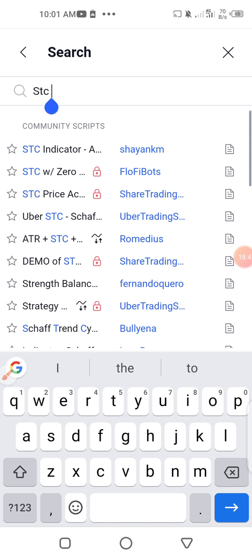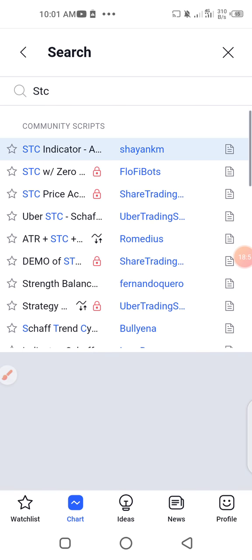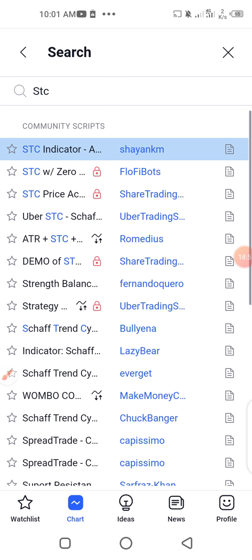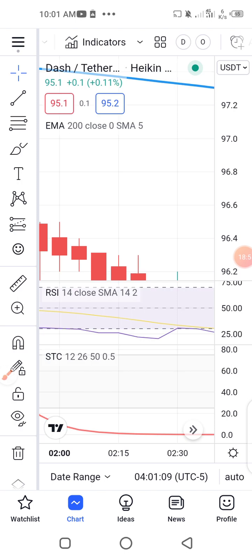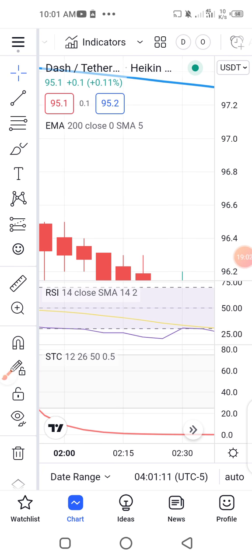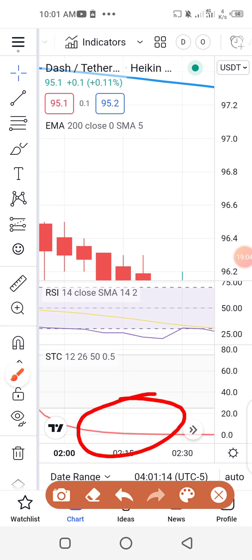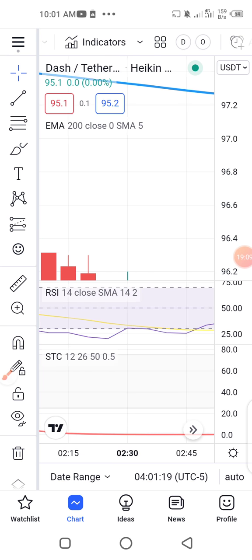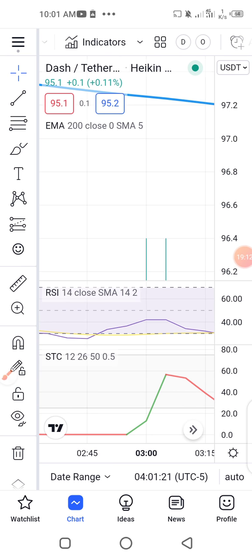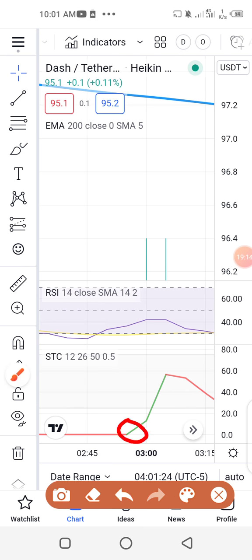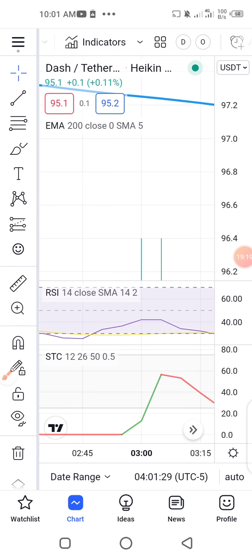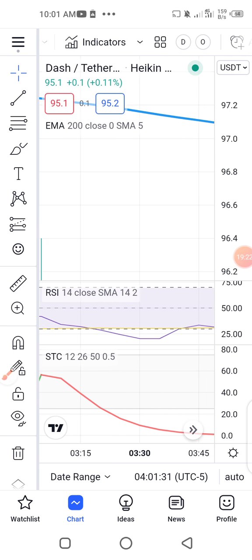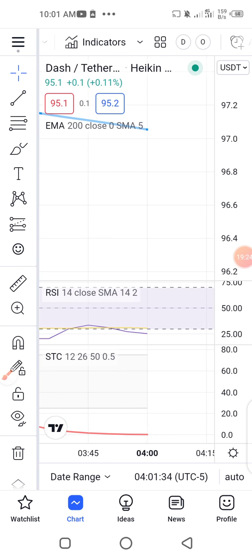Okay, so this is it. Let's use this. Yes, this is STC, and it's also powerful. What this shows is red. When there is a green here, then you can trade. You understand? When it is red, you trade downwards. When it is green, you trade upwards.